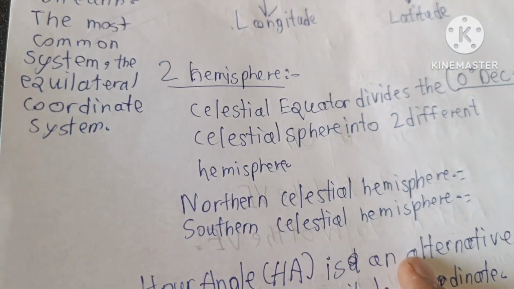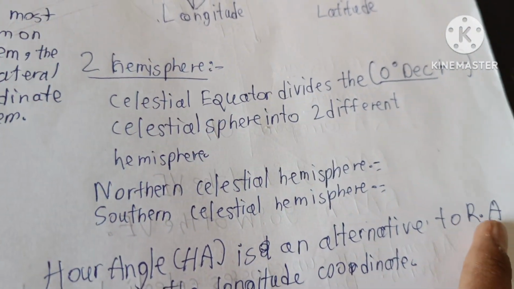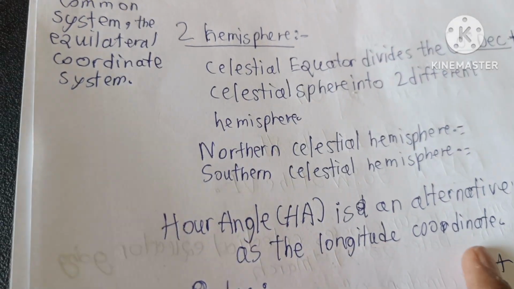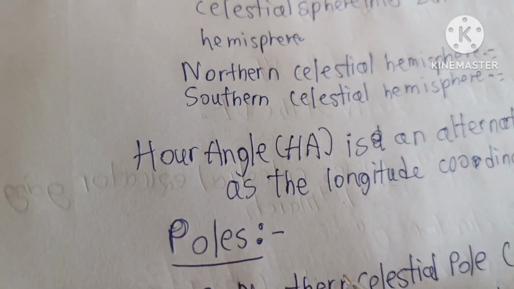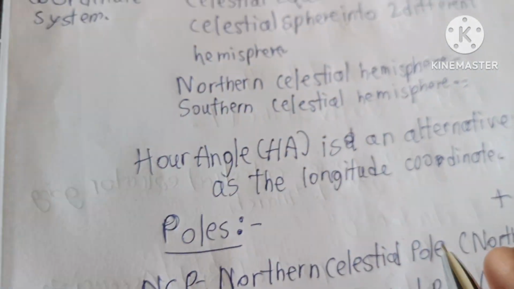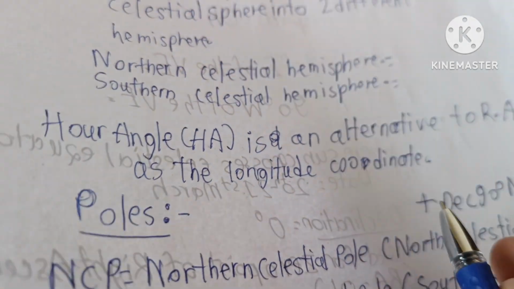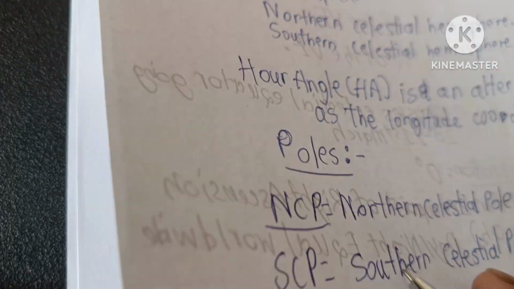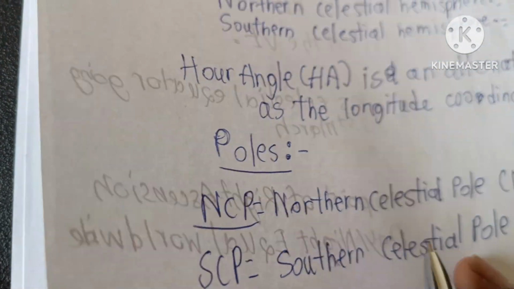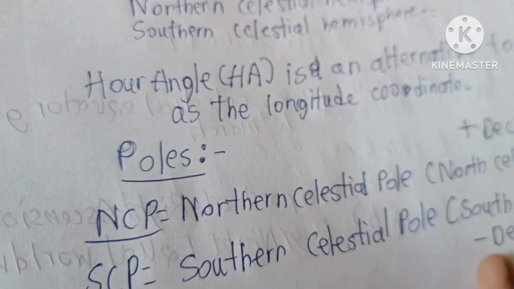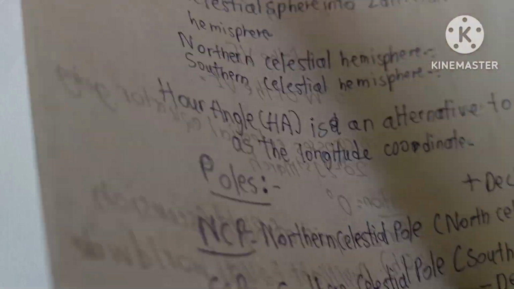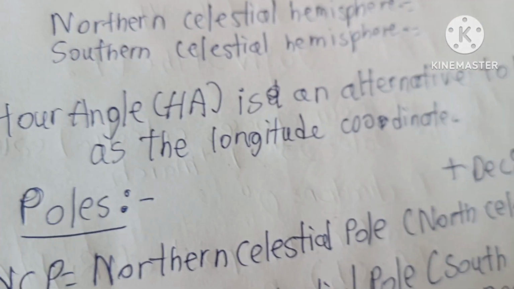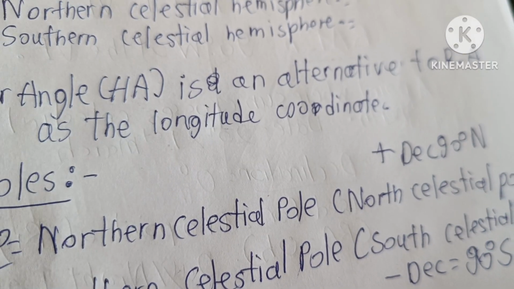Hour angle is an alternative to right ascension as the longitude coordinate. So here are the poles: NCP, the north celestial pole, which is a declination of 90 degrees north; and SCP, the south celestial pole, which is a declination of minus 90 degrees south.